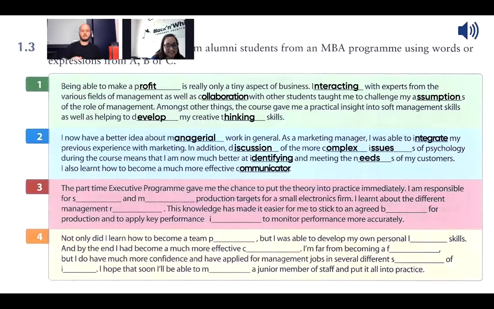Very good. The part-time executive program gave me the chance to put the theory into practice immediately. I am responsible for setting and meeting production targets for a small electronics firm. I learnt about the different management responsibilities. This knowledge has made it easier for me to stick to an agreed budget for production and to apply key performance indicators to monitor performance more accurately.